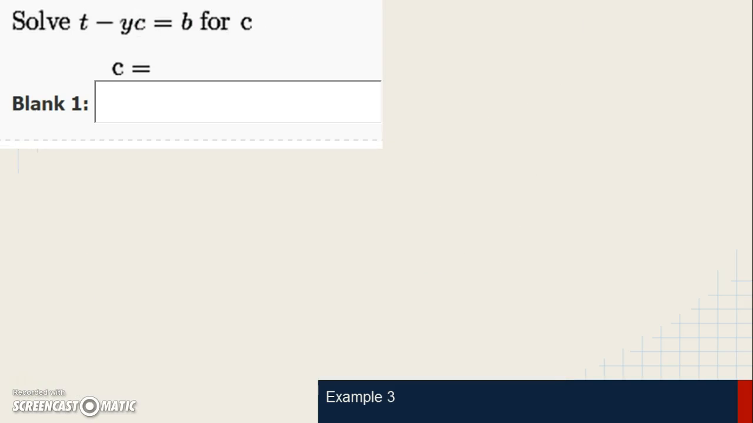Here we have t minus yc equals b. So again, several letters. We're going to use inverse operations to get the letter we want by itself. So the letter we're trying to isolate now is C. So here's C. What is happening to C? Well, c is being multiplied by negative y, and it's being added to t. So if we're going to use SADMEP to do our inverse operations, what are we starting with? We're starting with addition or subtraction.